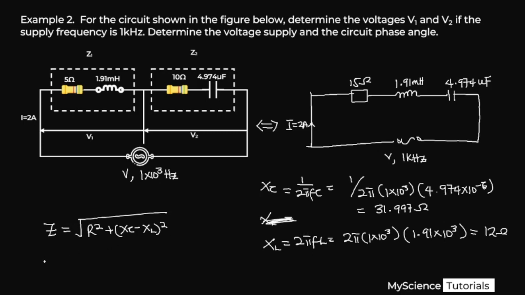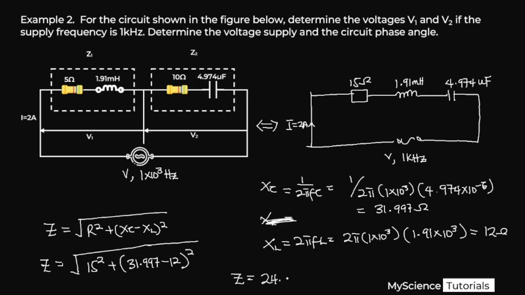Now that we have the capacitive reactance and the inductive reactance, let's go ahead and do the substitution to find our impedance. So our impedance Z will be equal to the root of our total resistance, 15 squared, plus, in brackets, XC, which is bigger, so it's 31.997 minus 12, all squared. If we compute this in the calculator and apply the root sign, we are going to get 24.9976, which is approximately equal to 25.